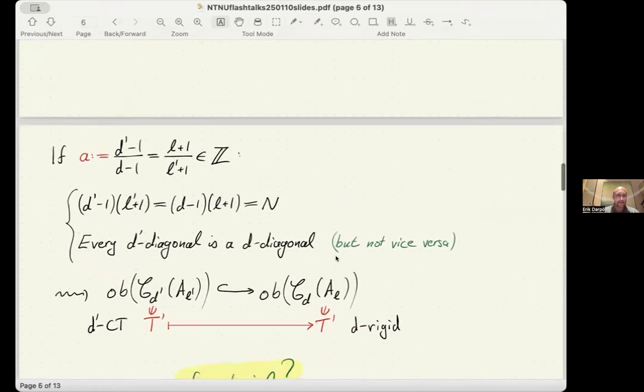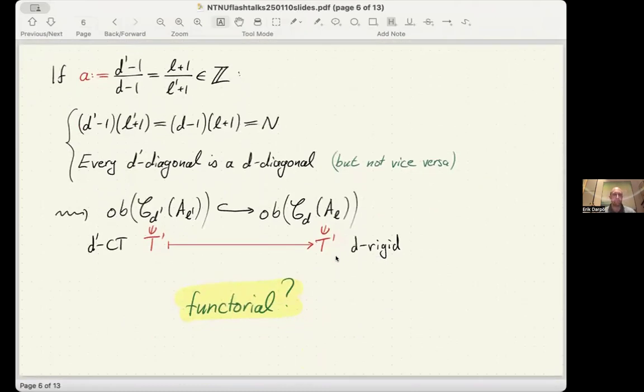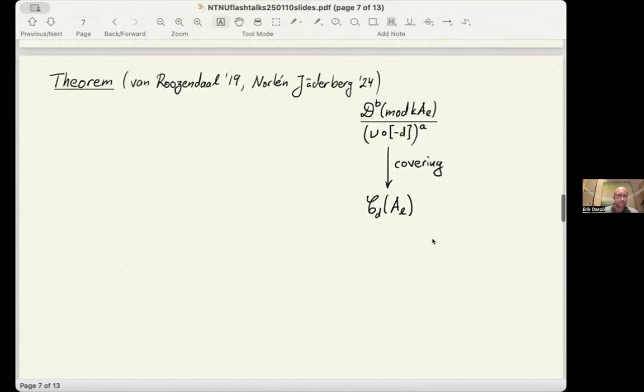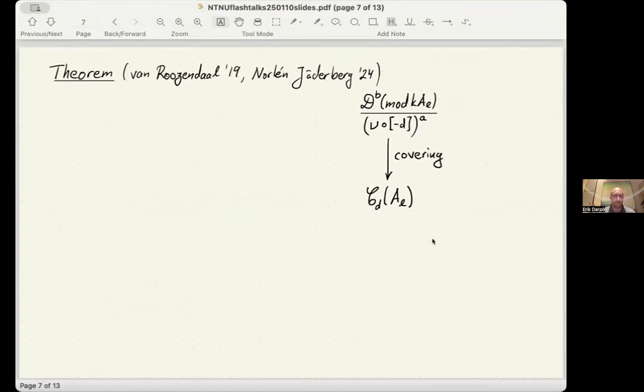And it is then natural to ask if this embedding of objects comes from an embedding of categories. And the answer to this question is no. But it still turns out that it comes from a functor. So the result is the following. It was first proved by master student Van Roosmalen some years ago, but Mika has produced a more conceptual proof, which is nice.